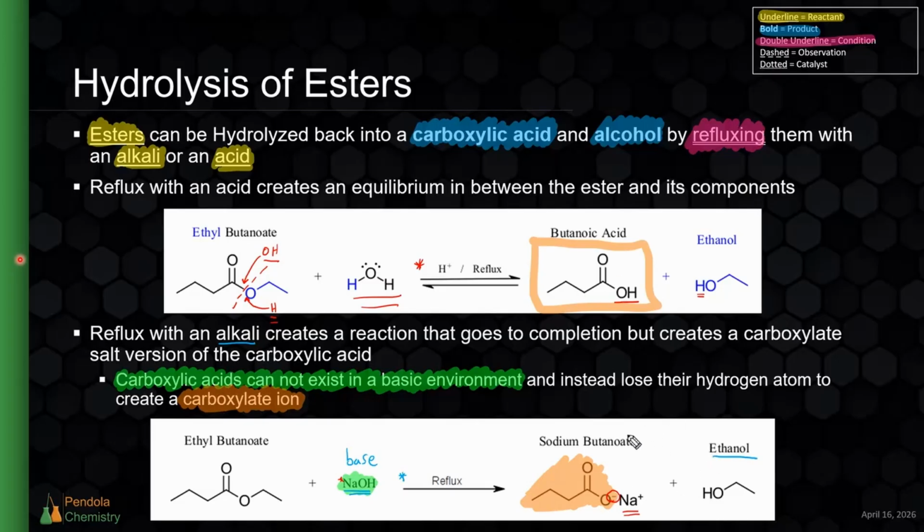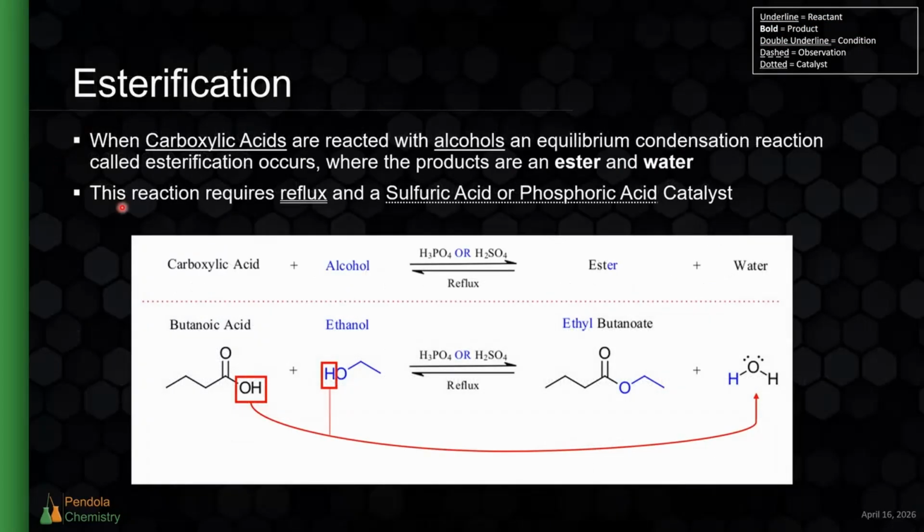So both of these hydrolysis reactions have their pros and cons. The reaction with the acid will create the carboxylic acid and the alcohol, but it's a reversible reaction, it's in equilibrium. Whereas the reaction with the alkali will not be in equilibrium, but it will create a carboxylate ion instead of the carboxylic acid, since that carboxylic acid cannot exist under the basic conditions. All right. So that's the hydrolysis of an ester. This reaction is the exact opposite to the esterification reaction that we just studied earlier.